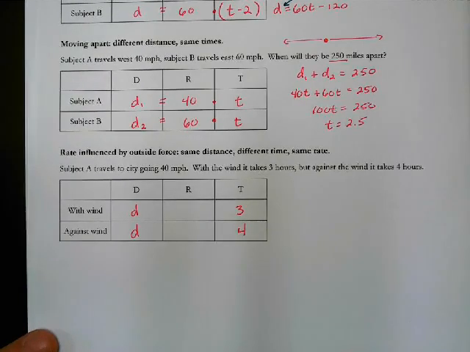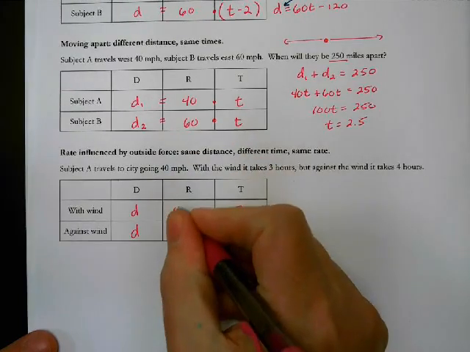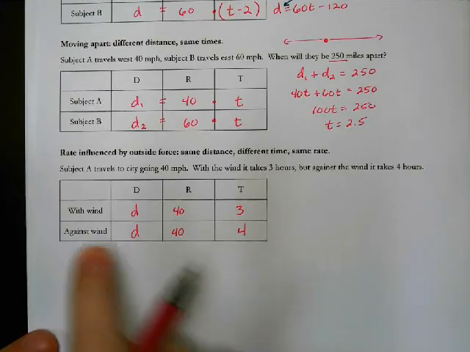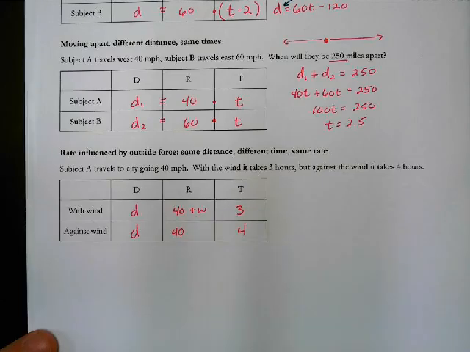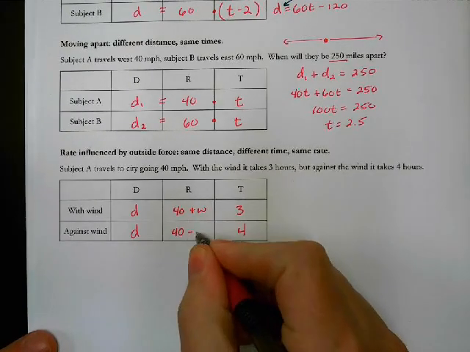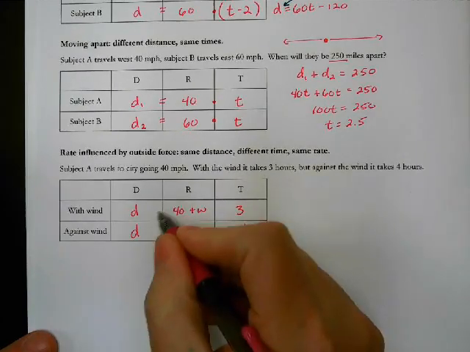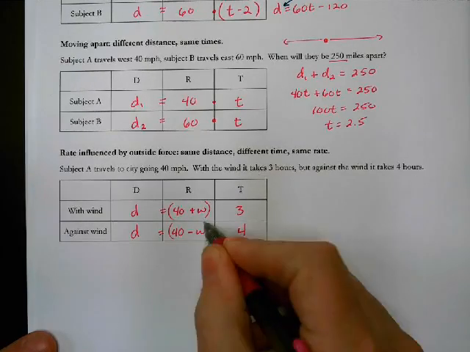Now, they're going 40 miles an hour each time. But when they're going with the wind, it is helping them along. When they're going against the wind, it is slowing them down. So we want to know what the wind's effect is on their speed. So we have two equations here. You just have to really remember to distribute on this one.